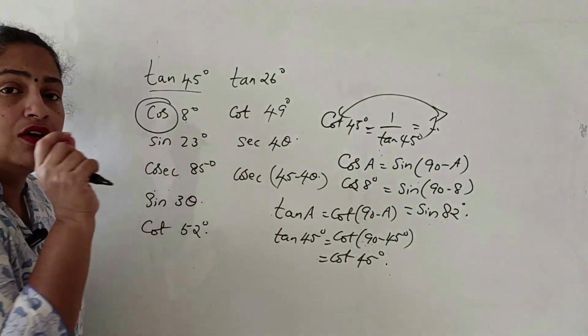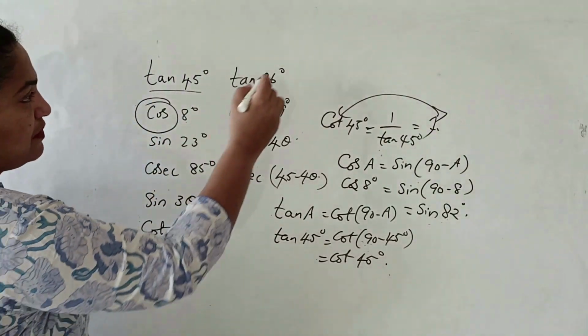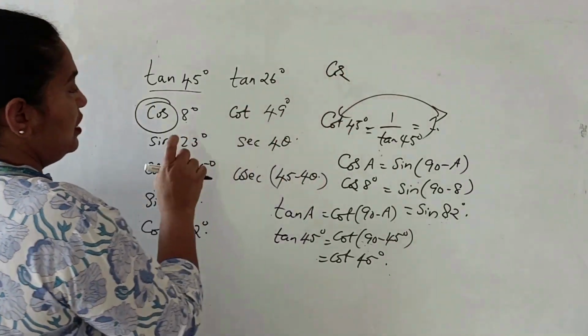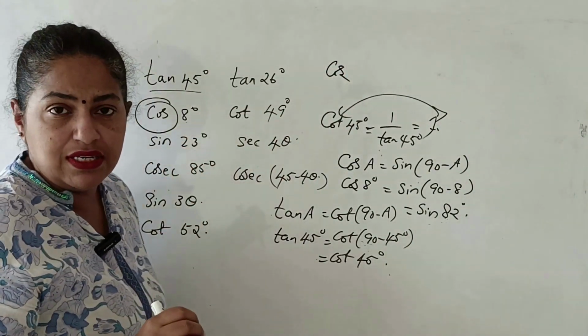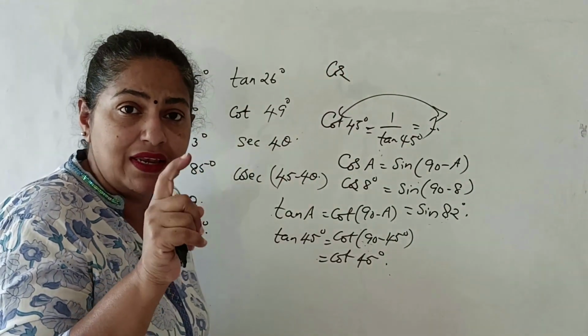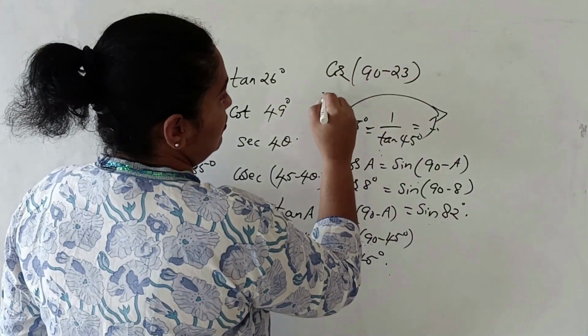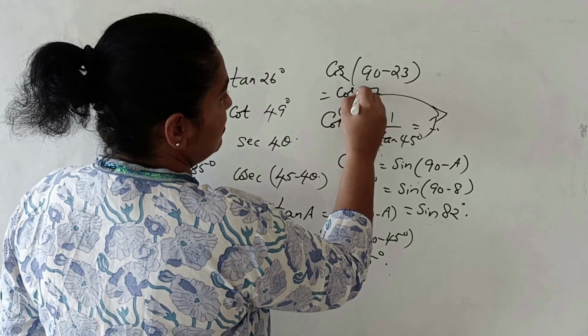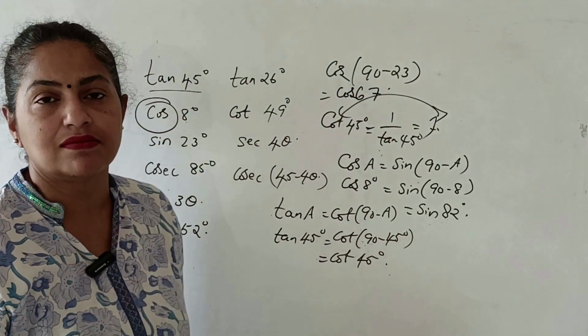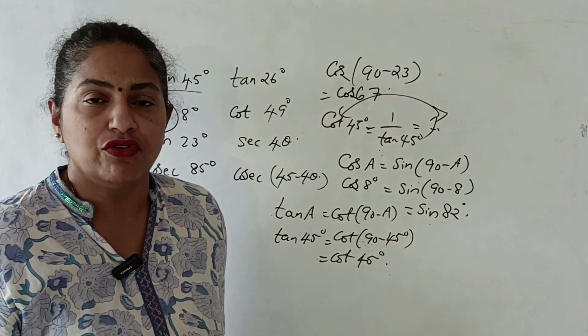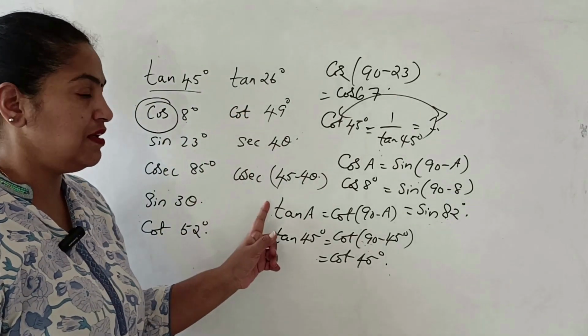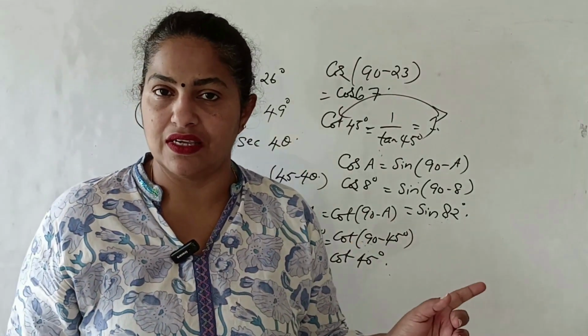Now, using that method, let us move on to the third one, sin 23. The complementary ratio of sin is cos. For 23 degrees, I need to write it as 90 minus 23, so I will get cos 67. Clear? Now let us finish up the remaining ones and move on to the sums in the NCERT.